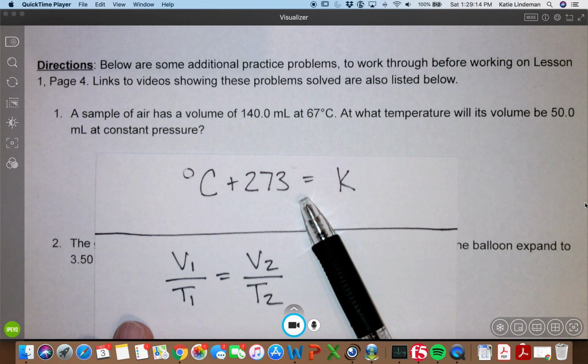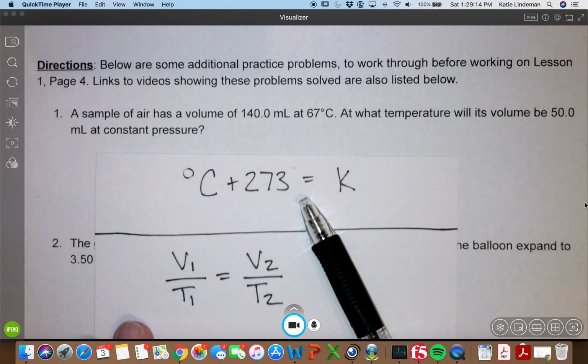A sample of air has a volume of 140 milliliters at 340 kelvins. Just from reading comprehension, I know that those two numbers go together. So I'm going to label those as my initial condition, volume 1 and temperature 1. So we have 140 milliliters and 340 kelvins.